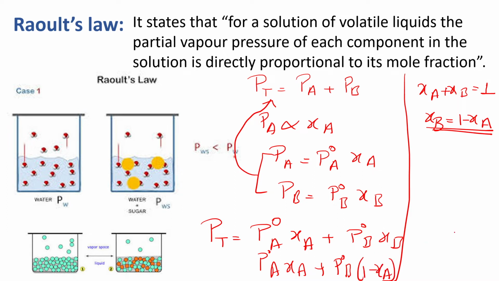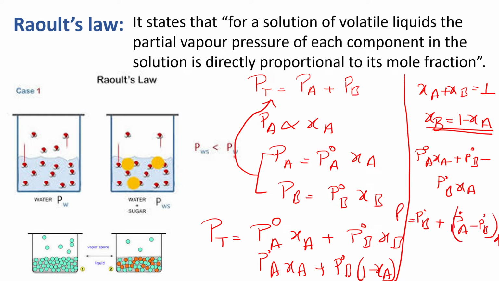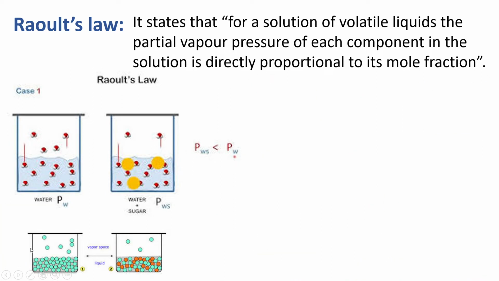Now, solving this equation: P naught A into XA plus P naught B minus P naught B into XA. Taking XA common, we get P total is equal to P naught B plus P naught A minus P naught B into XA. So that's how we derive various forms that could be used in solving different problems.